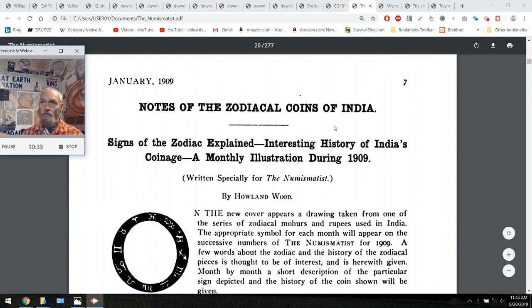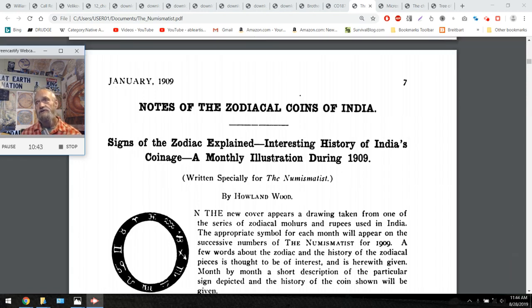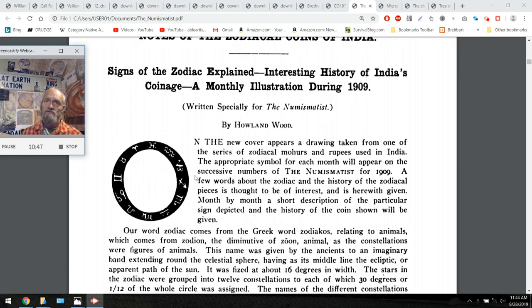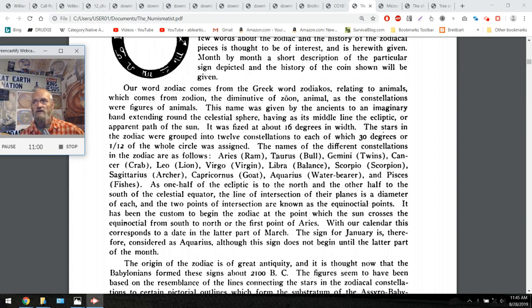Well, there's the January Aquarius, okay. Notes on the zodiacal coins of India. Well, they're explaining it to India and everybody else. Here's your new coins. Here's what you love. Get ready. There was never 1,000 years of peace and golden age. You've always loved this in India. As a matter of fact, how do you like the name of your new country? We're calling you India.